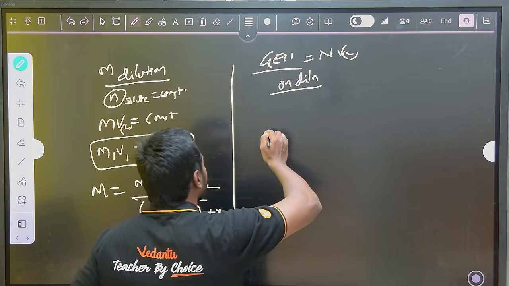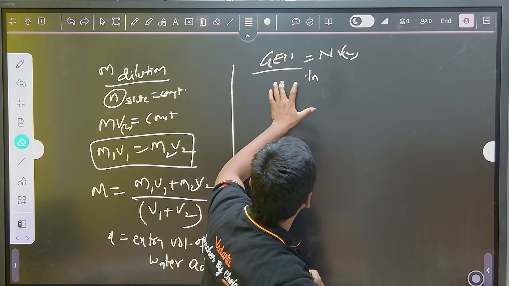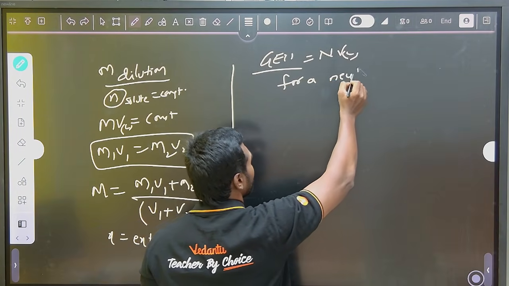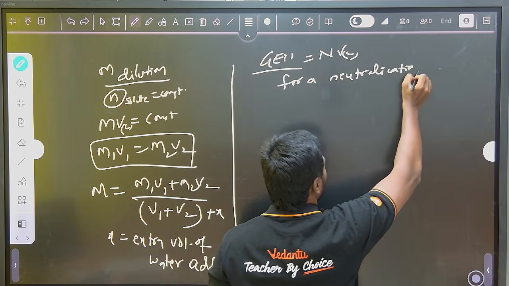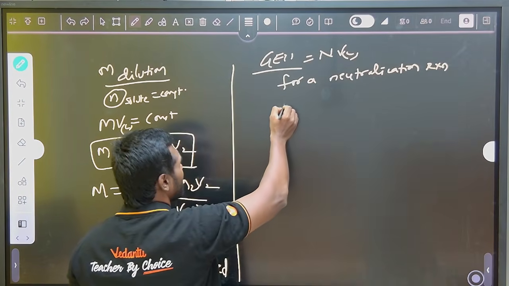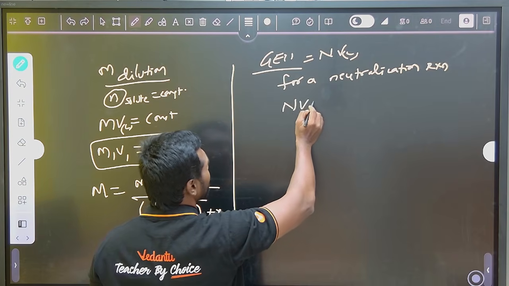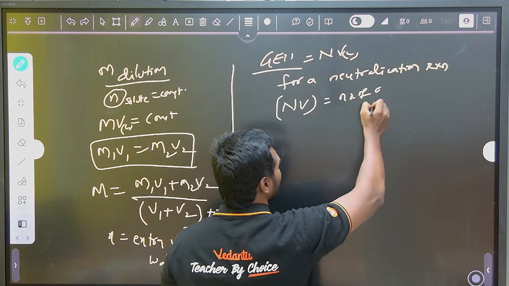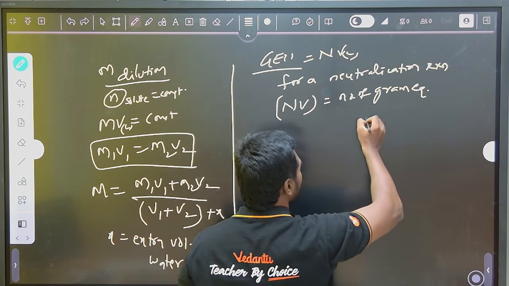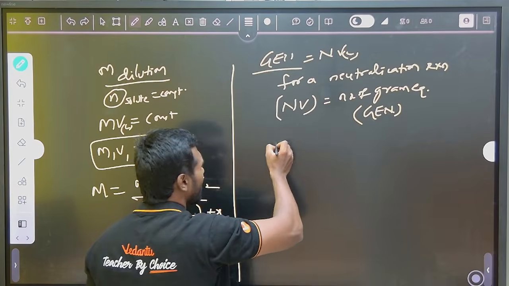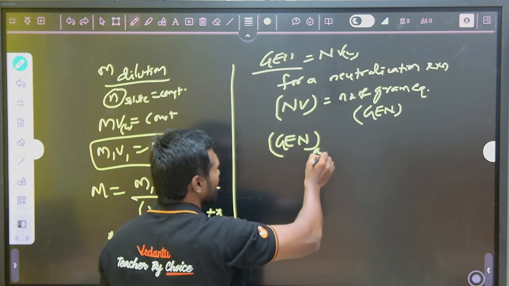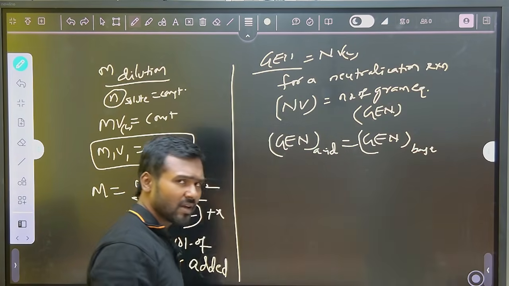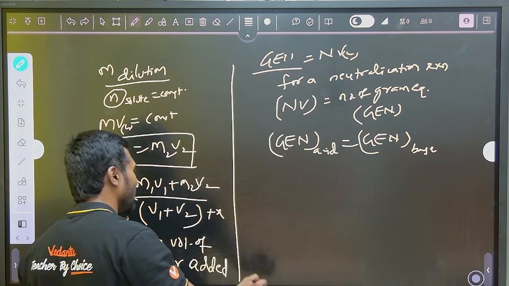So for a neutralization reaction, the number of gram equivalents is equal. Now normality into volume is the number of gram equivalents, which we write as GEN. So GEN of acid is equal to GEN of base. Then only it is a complete neutralization reaction. So you can compare all these things.